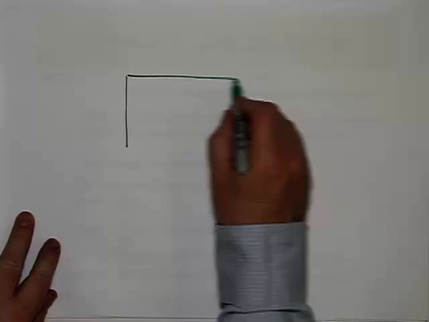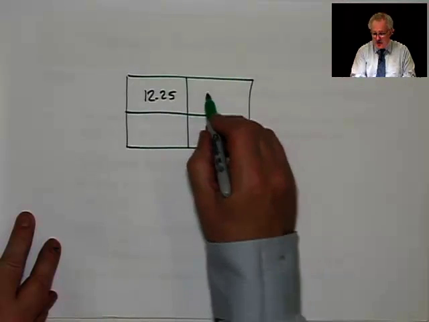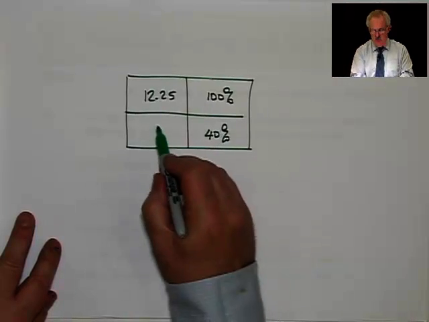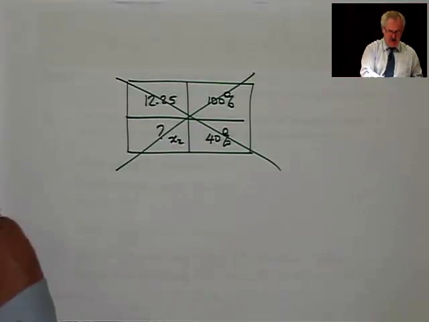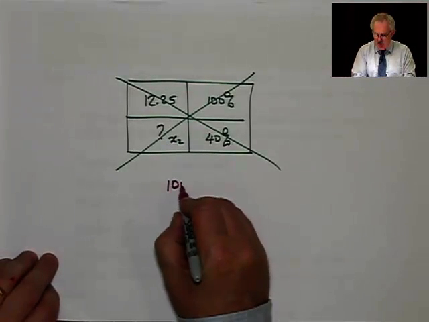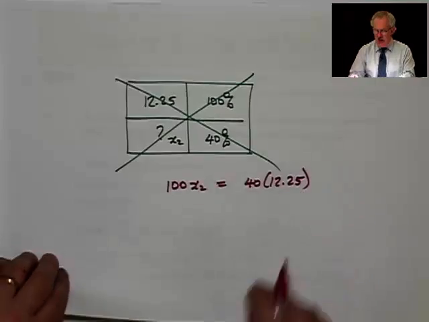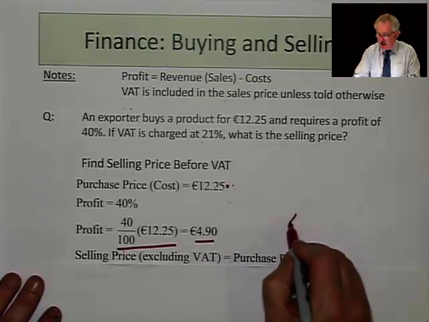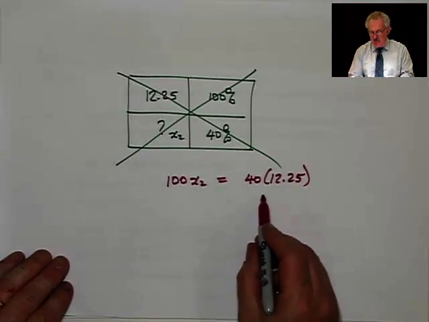Another way of doing this is to say 12.25 was the original purchase price. That was 100%. If we want a 40% profit, we'll say, what's 40% of it? So we want to know what that number is. We can call this number x2, for example. And we say 100 times x2 is equal to 40 times 12.125. And if you take 40 times 12.125, you get 490. 490 is the profit you want.